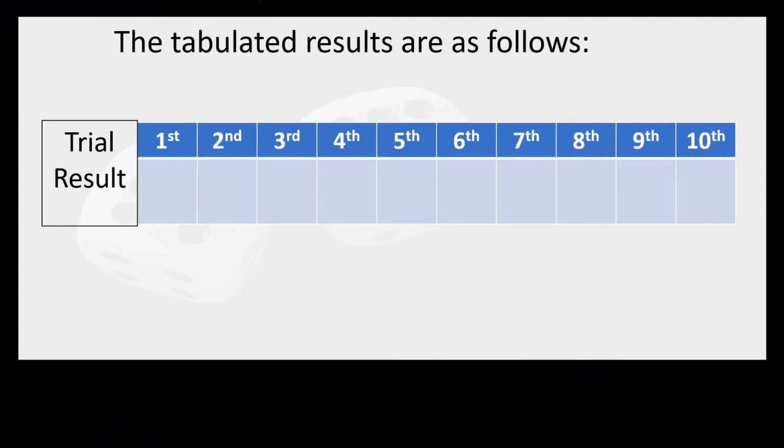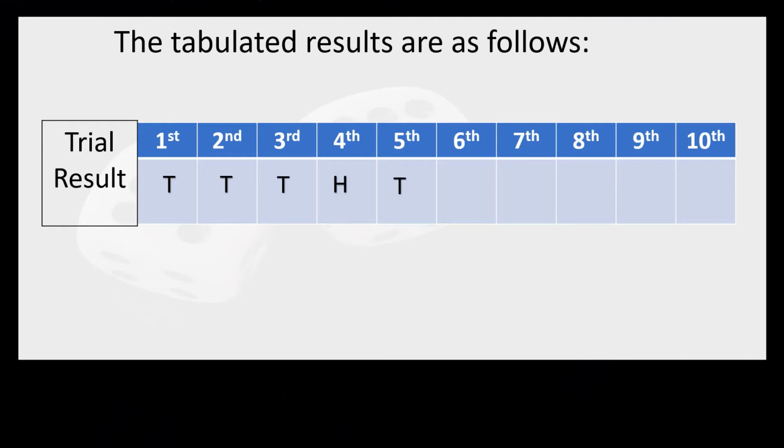Next example. If we are going to toss a coin, let us tabulate the result. On the first toss, we have a tail. On the second toss, we have a tail. On the third toss, we have a tail. On the fourth toss, we have a head. On the fifth toss, we have a tail.